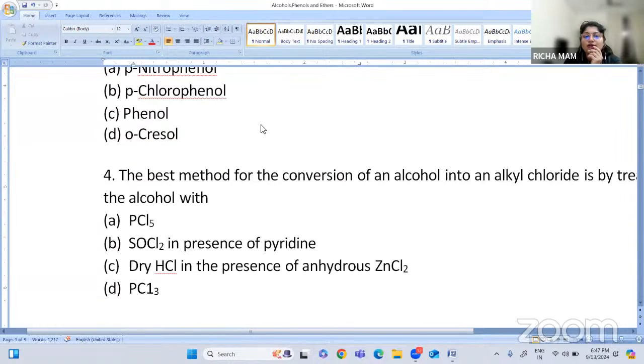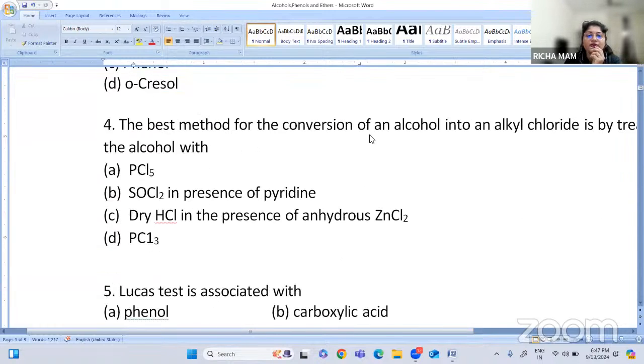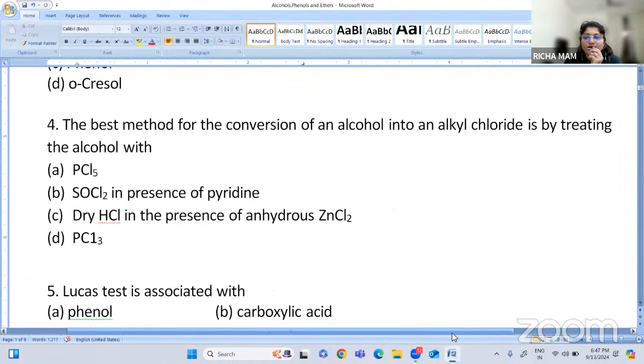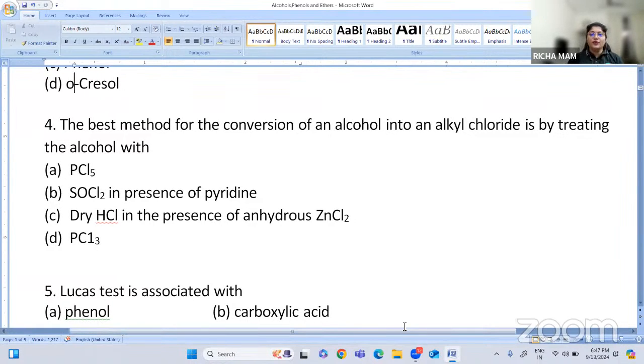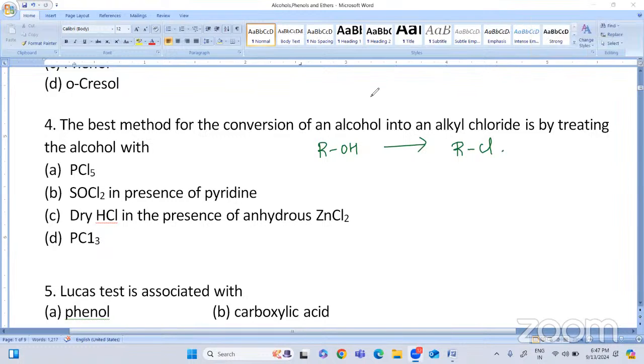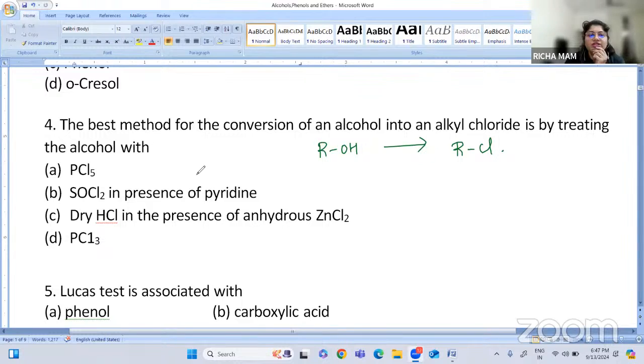So next is the fourth question. The best method for the conversion of an alcohol into an alkyl chloride is by treating the alcohol with. So what we need to do is convert an alcohol into an alkyl chloride. How are we going to do this reaction of converting the alcohol into the alkyl chloride? Which is the best method?